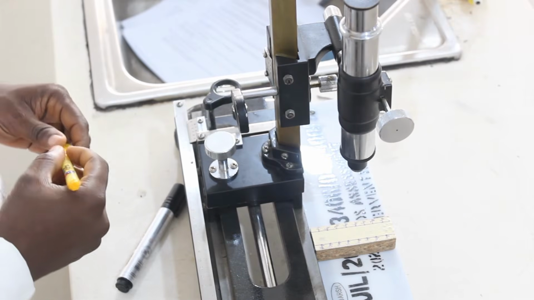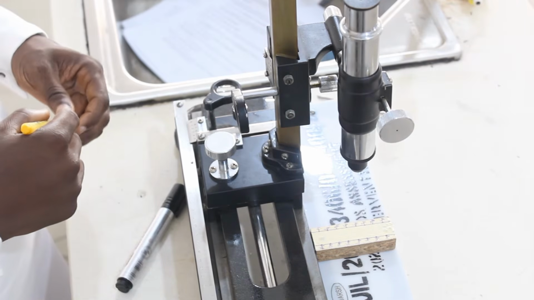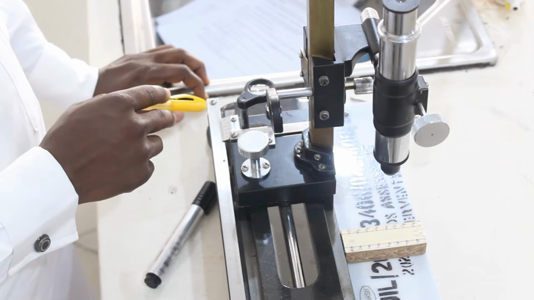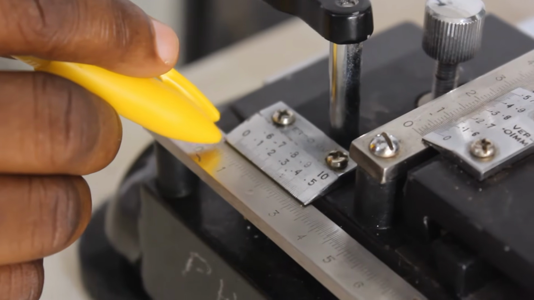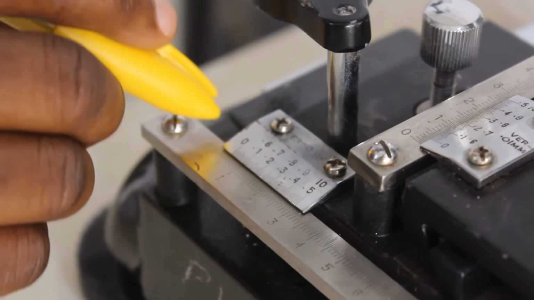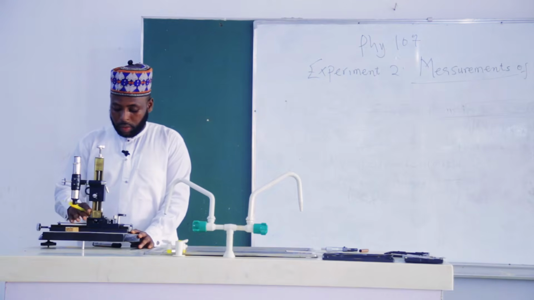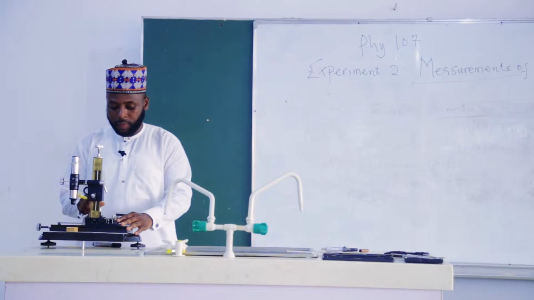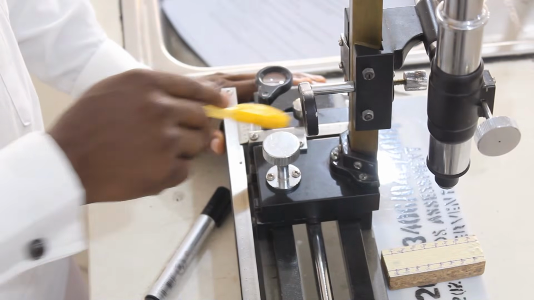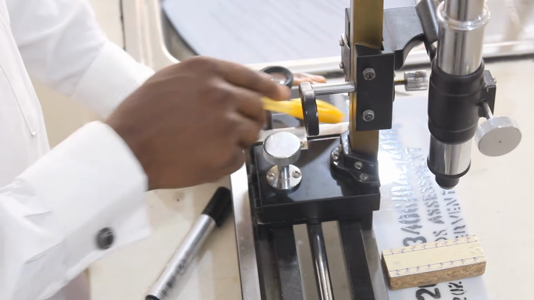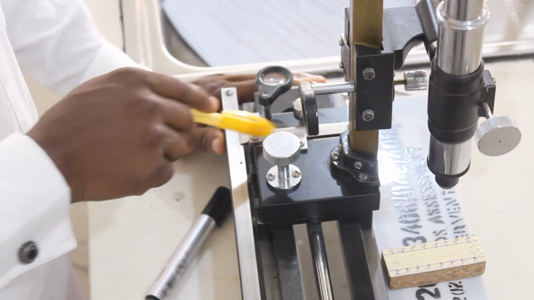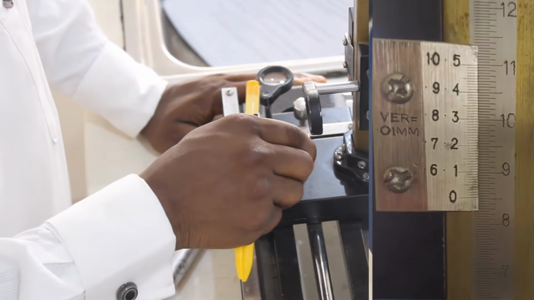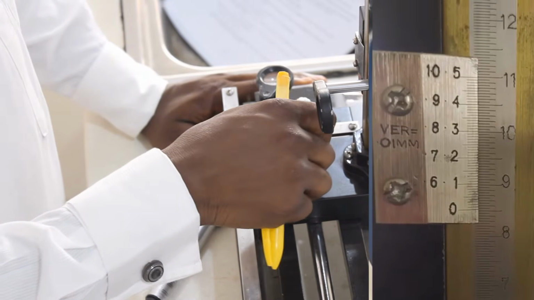Looking at the instrument, we have two scales. We have the main scale and the vernier scale that moves on the main scale. We also have it along this side. This is the main scale along this vertical line here. This is the main scale, and on top of it we have the vernier scale.